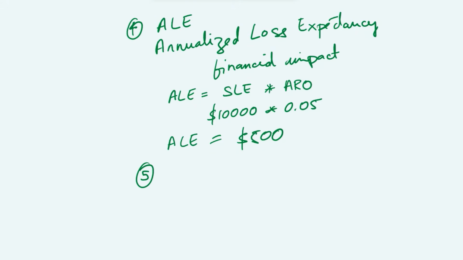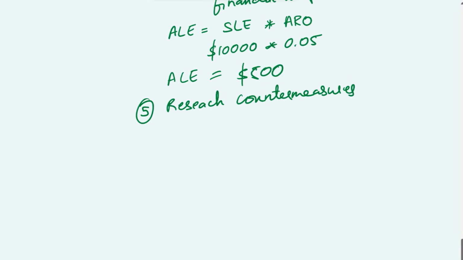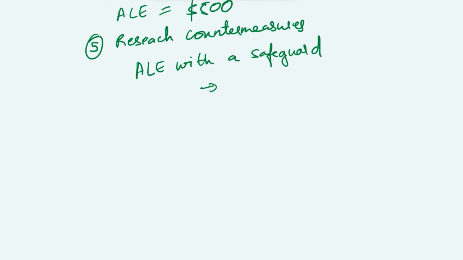Now that we know the ALE value, the next step is to research countermeasures for each threat and then calculate the changes to ARO and ALE when applying a countermeasure. Now let's see how to calculate ALE with a safeguard. This involves determining the financial impact of a specific risk on an asset both with and without the safeguard in place. So first, what do we do? We calculate the pre-safeguard ALE. Like we mentioned before, that is calculated using the existing exposure factor and annualized rate of occurrence.